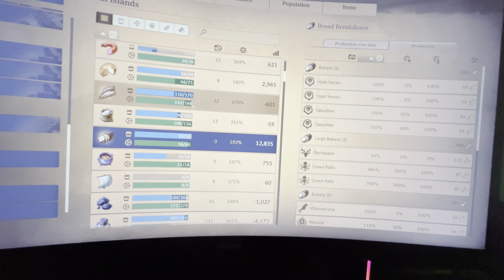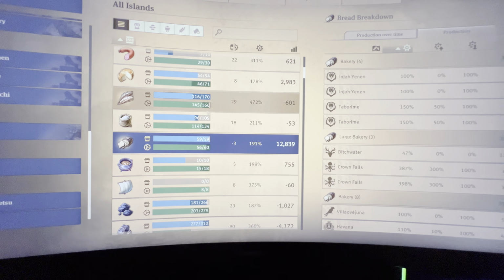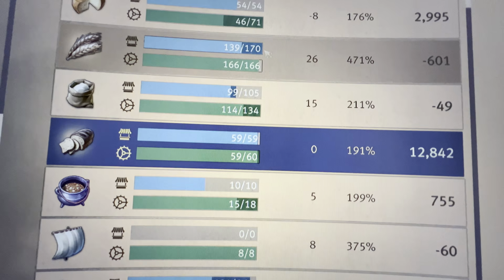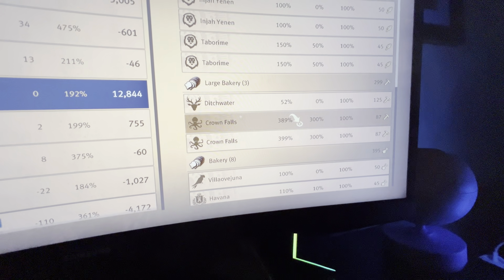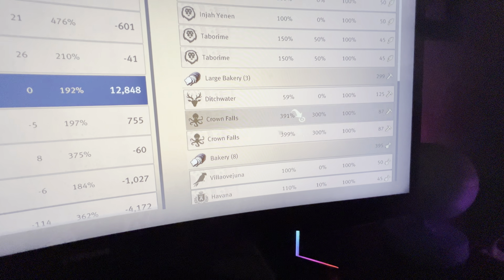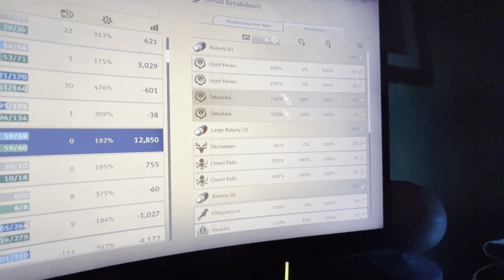And it's like, what the fuck? And how do I make sure that what I'm producing actually is being used by, say, this bakery here, these 3 bakeries? How do I know that most of it's not getting sent over to these 4 bakeries?